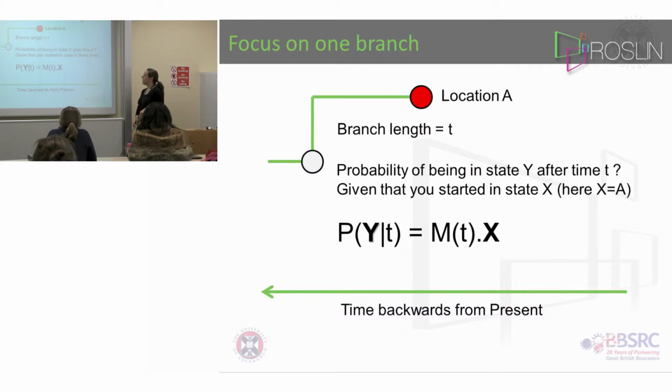In general, what you're really trying to calculate is, given that you started in state X, so here X is just location A, what is the probability of being in state Y, some other state, after time t? And you would do this using this matrix equation. Let me show you.